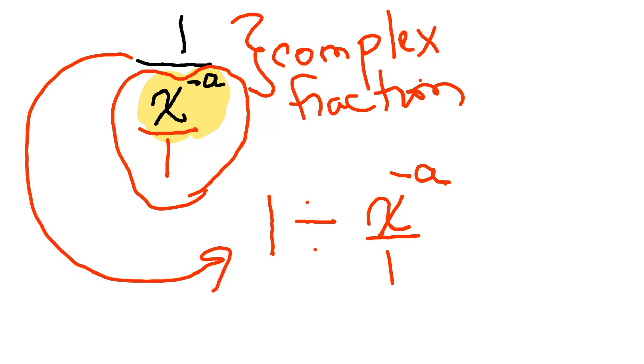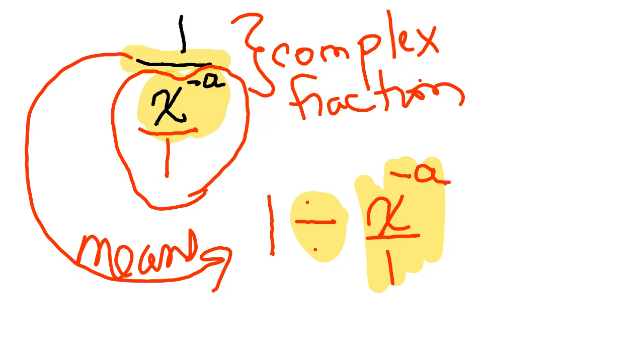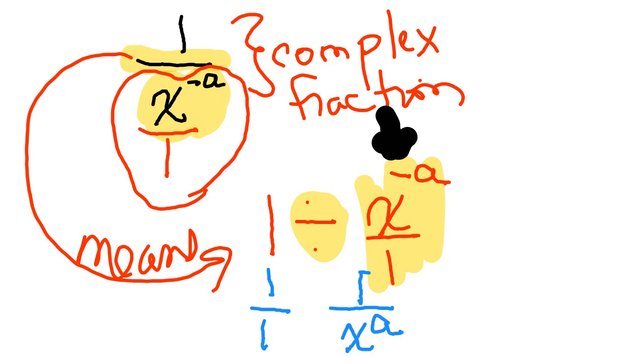This means this step. But remember, we have a fraction and we are dividing. That's what that line in the middle between 1 and x to the negative a power means. And that means this fraction is going to flip. This is 1 over 1. Now this becomes 1 over x to the a power. And we're multiplying.